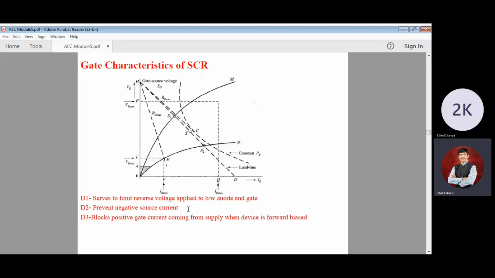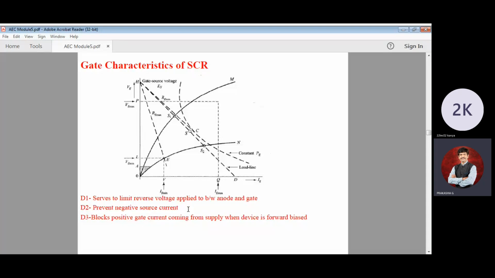Any reverse current, reverse voltage or negative source current, if it is there, needs to be avoided. For that purpose, we are going to use D1, D2, D3. I want to generate only pure IG. It should not have the effect of the source. The source should not have any effect on the gate terminal. So to avoid all those things, I am going to use the three diodes D1, D2, D3.